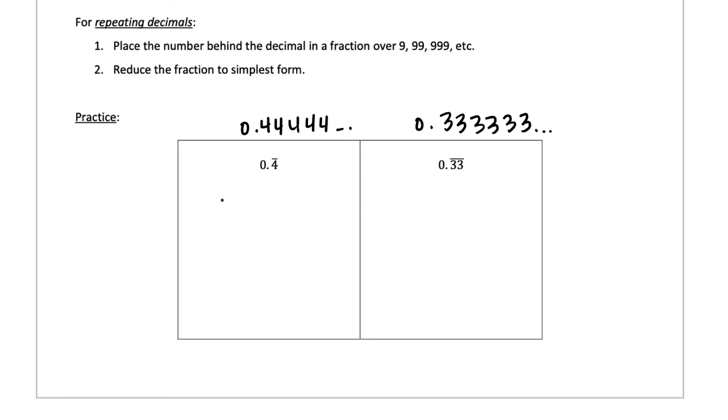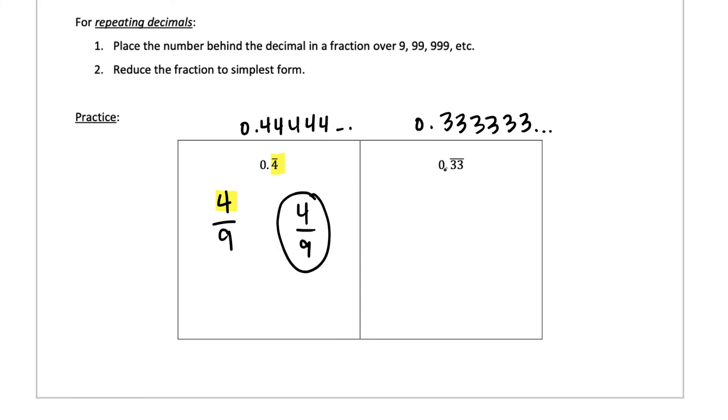This is 0.4 repeating, so I'm going to put the 4, which is the number after the decimal, into the numerator. And then I'm going to put it over that many nines. Since I have one digit, I'm just going to put it over 9. There are no common factors between 4 and 9, so the final answer here is just 4/9. You could verify this by taking 4 and dividing it by 9 with long division, and you would end up getting that 0.4 repeating decimal.